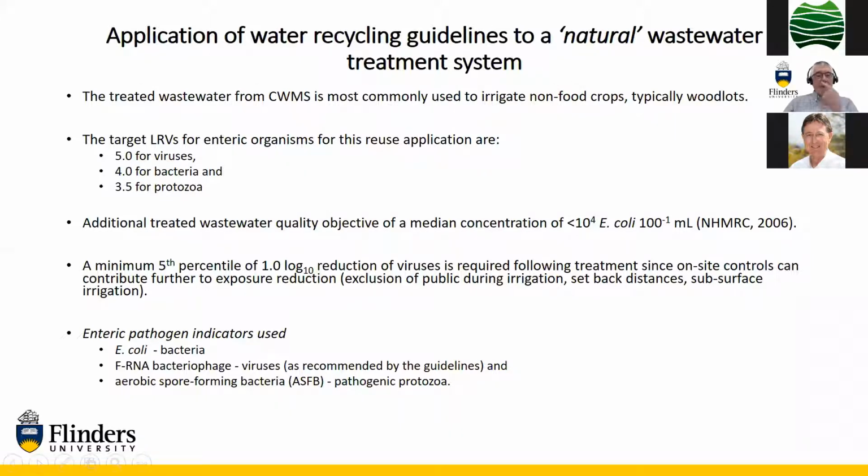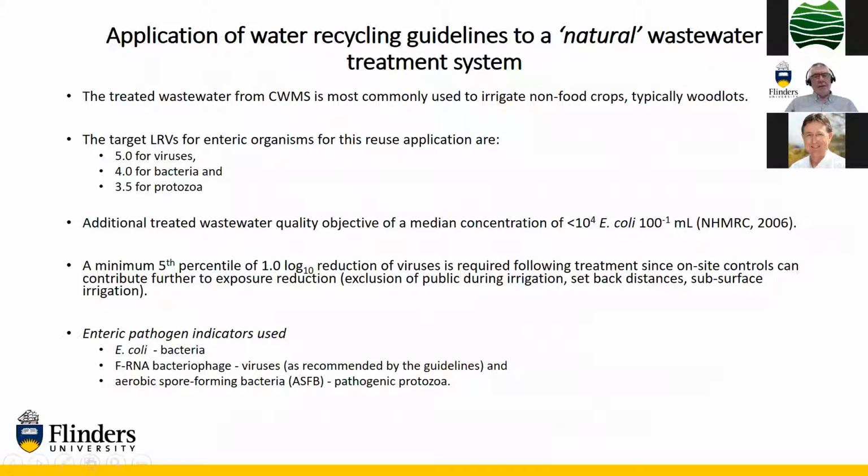The enteric pathogen indicators used in our validation were E. coli, which is the classical wastewater indicator organism for enteric bacterial pathogens, I suppose. And FRNA phage, which is a non-human pathogen. It's actually a virus that infects E. coli. It's used as an indicator. There are very cheap, robust methods for detection of this organism, and it also gives you some insight into how viral pathogens may be inactivated in your treatment system.